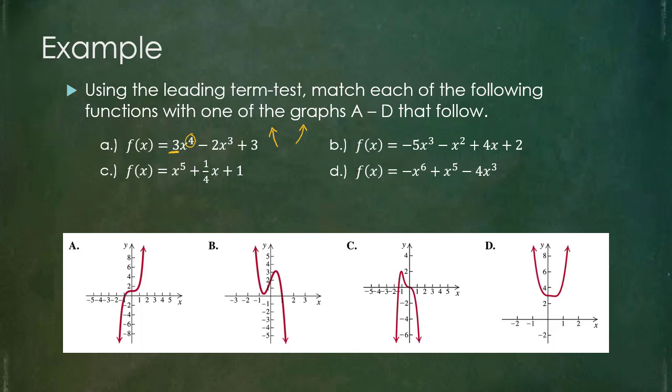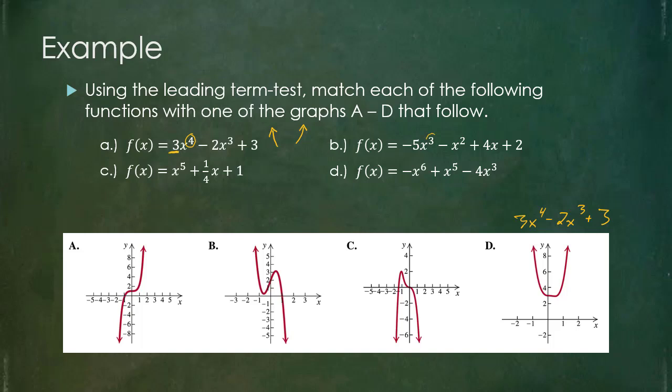So I would be able to say that this one must be my 3x to the 4th minus 2x cubed plus 3. And the fact that our plus 3 at the end represents the y-intercept and it's going through the y-axis at positive 3 was a second thing that helped us identify, out of those 4 options, which one is potentially what we got. We move on to letter B.